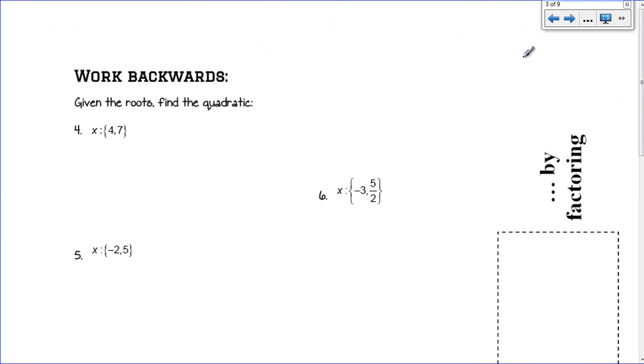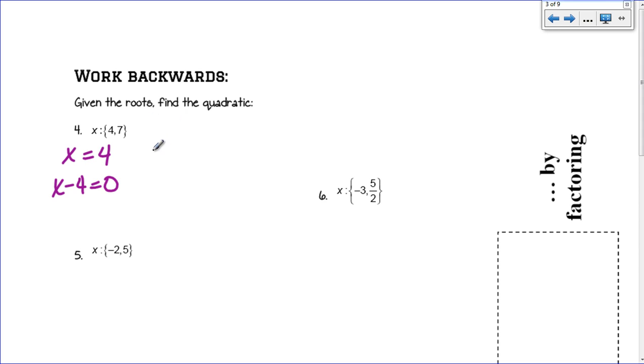So now let's talk about working backwards, because sometimes you have the roots and we need to find what the quadratic is, so we have to work backwards. So like number 4 here, I know that x equals 4 and x equals 7. So we're going to start with the x equals 4. I need this to equal 0, because when I solved all my problems a minute ago, they all equaled 0. And so I need to make this equal 0, and I do that by subtracting 4 from both sides. So I get x minus 4 equals 0.